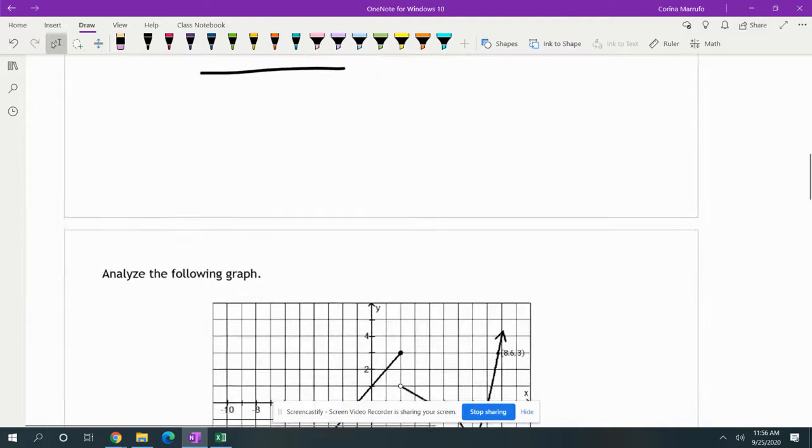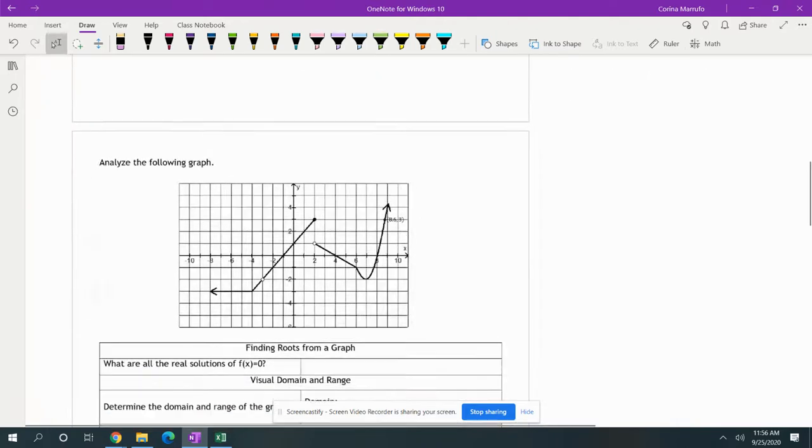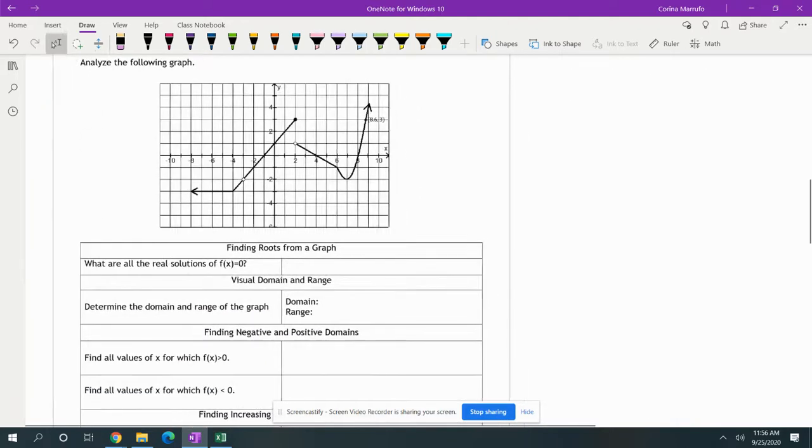Okay, so let's go ahead and try some more examples. Here's another graph. It says analyze the following graph. It says finding roots from the graph. What are all the real solutions of f of x equals 0? Roots, solutions, all of that means the same thing. X-intercepts is just asking where does the graph cross the x-axis. So I'm going to go ahead and find all of them.